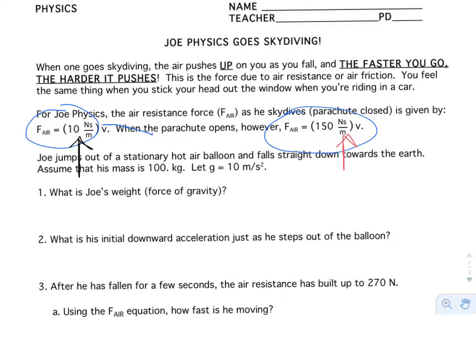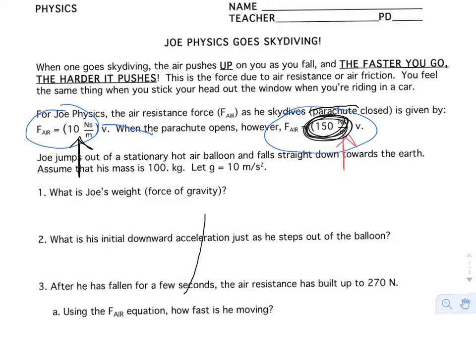So think about that. You're going to have a much smaller force from air coming on you if your parachute is closed. Once you open your parachute, you're trapping a ton of air. So if you're trapping a ton of air, you need a bigger number. You're going to have a much bigger force. So that's what those two things are. One is for when the parachute is closed. One is for when the parachute is open.